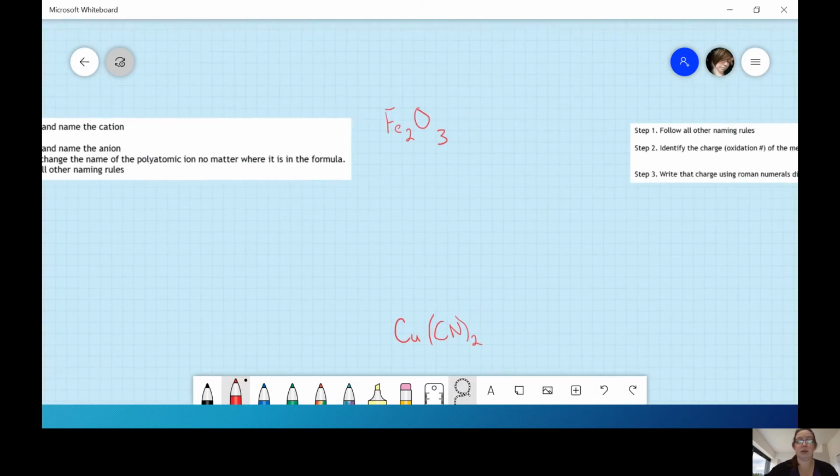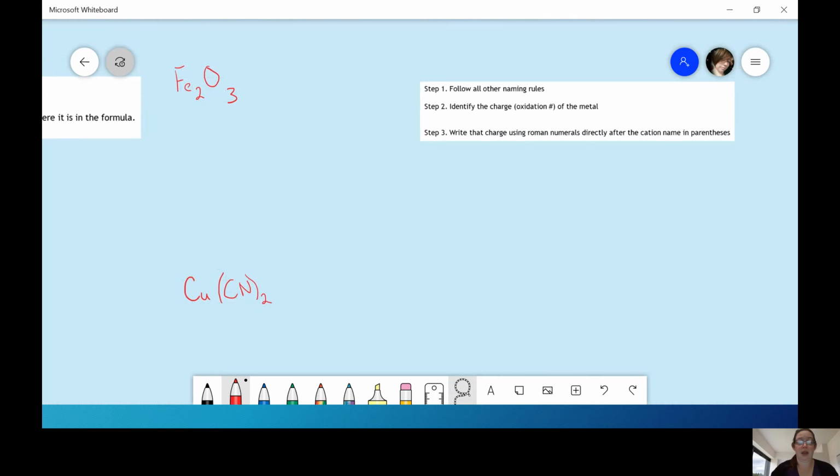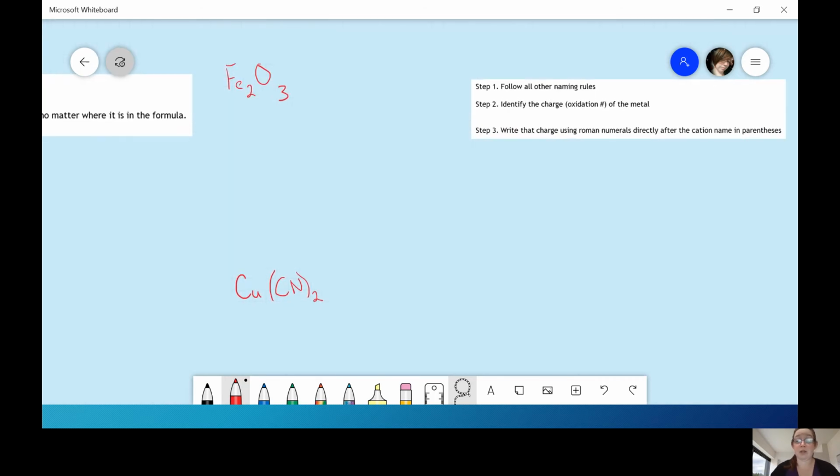So we're going to slide this over and we're going to do our last set. This is Fe2O3, and I can't tell you what the name of it is yet because we haven't figured it out. Okay, so the first thing I notice is I don't have any polyatomic ions in this top one, which is great. So now we're going to identify the charge or oxidation number of our metal.